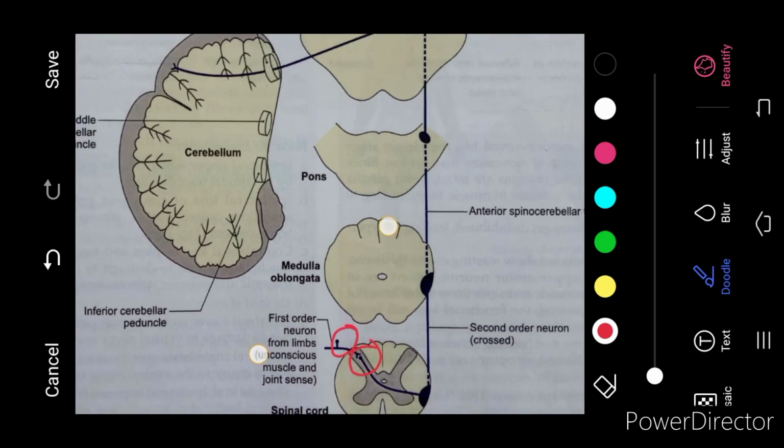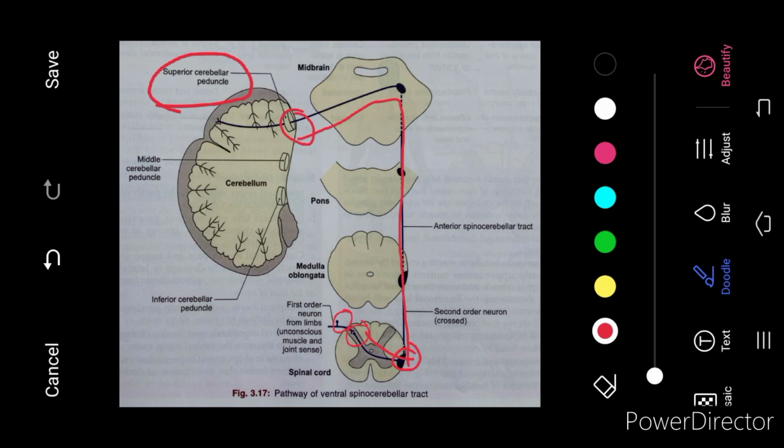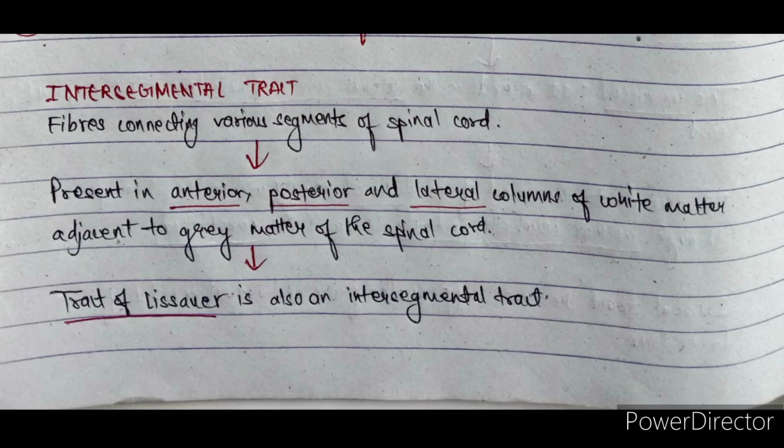and these fibers cross to the opposite side and ascend in the lateral white column of the spinal cord anterior to the fibers of dorsal spinocerebellar tract to pass through medulla oblongata and pons, and finally they pass through the superior cerebellar peduncle to reach the cerebellum. So this was all about the pathway of the anterior spinocerebellar tract. We have completed the ascending tracts.